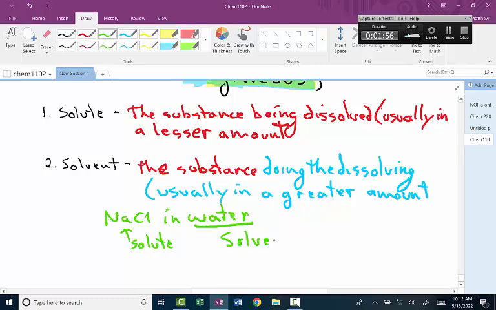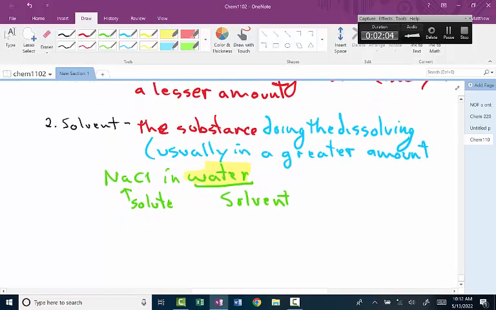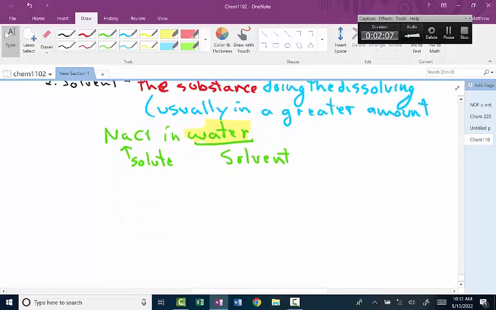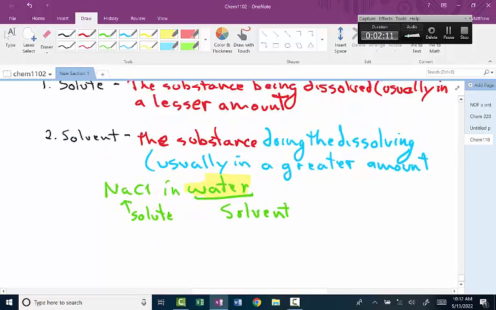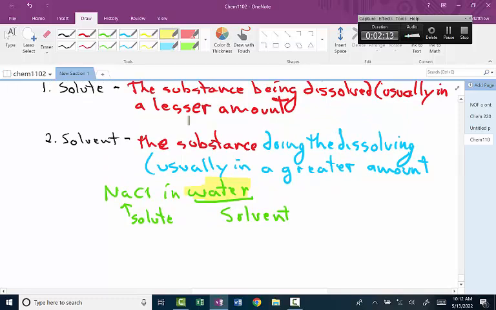This is always the case. If it says it's in something, the thing that it is in is the solvent. That should make sense. That is the thing doing the dissolving. In our case, water is normally always the solvent. You can have more solute than solvent sometimes. That's nebulous, and you have to read the questions carefully.